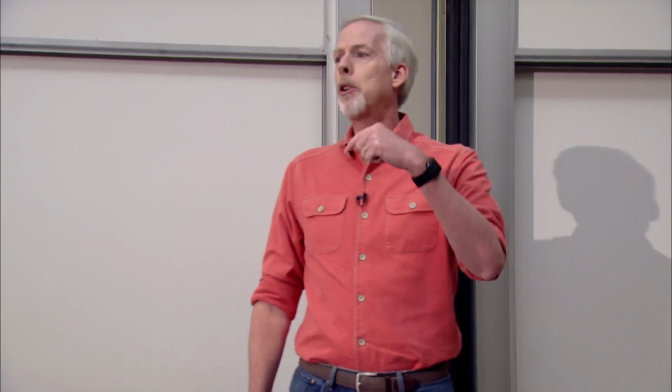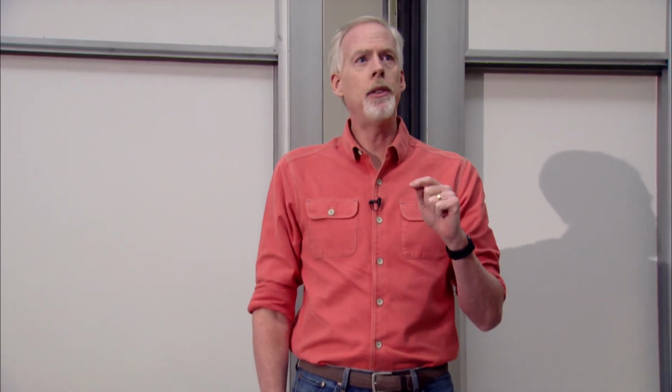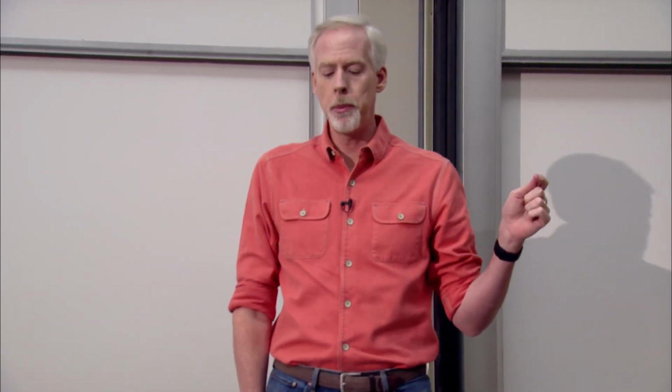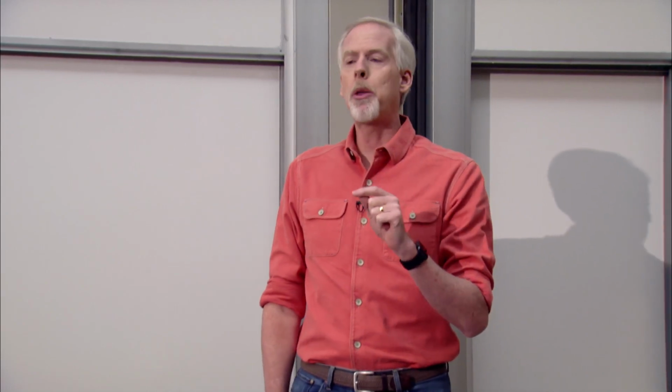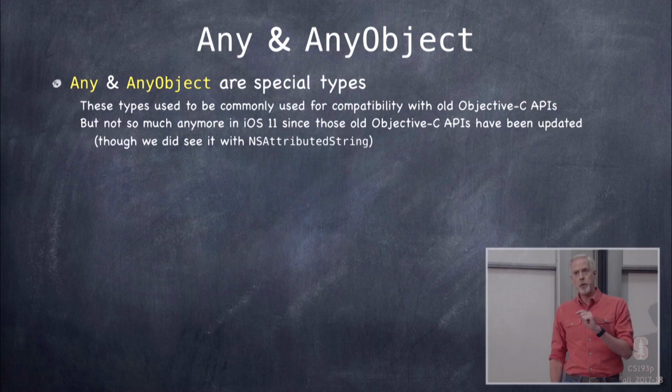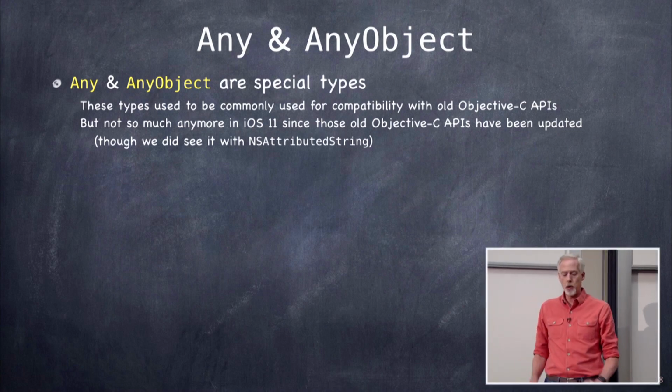All right, I want to circle back now to any. Okay, this type any that we saw with NSAttributedString dictionaries. There's also another one called AnyObject, which is exactly the same as any. It's just for classes only. AnyObject is the any of classes only.